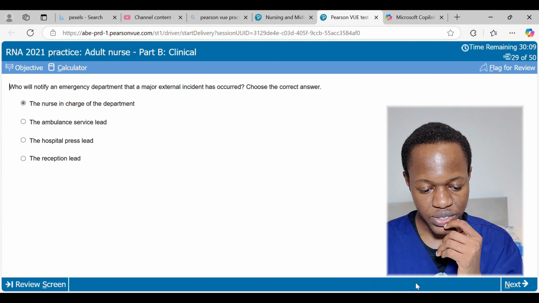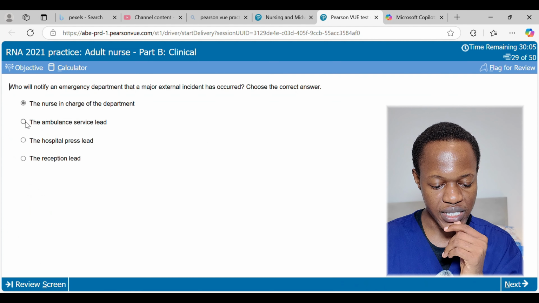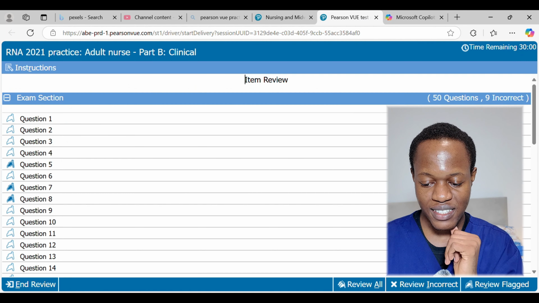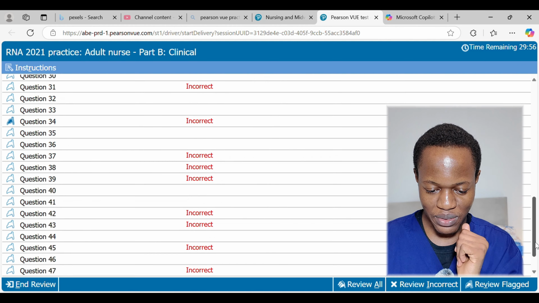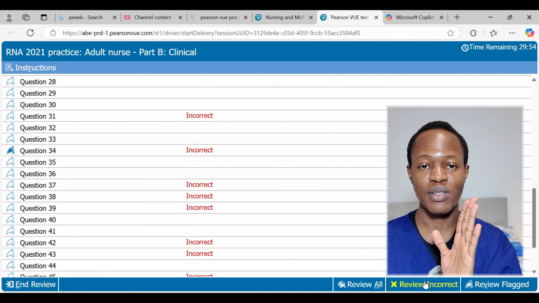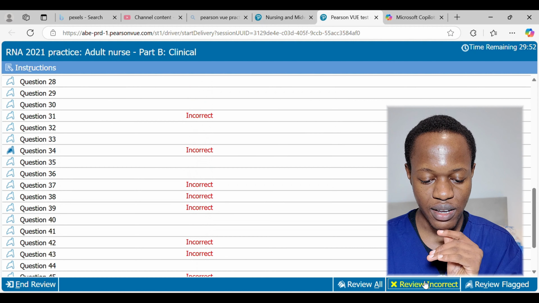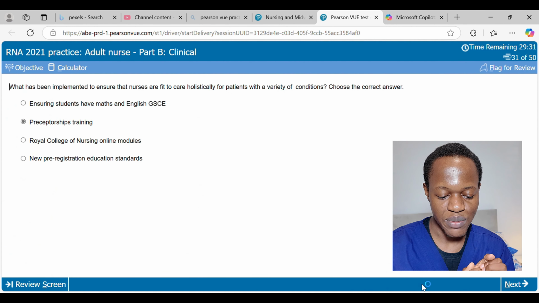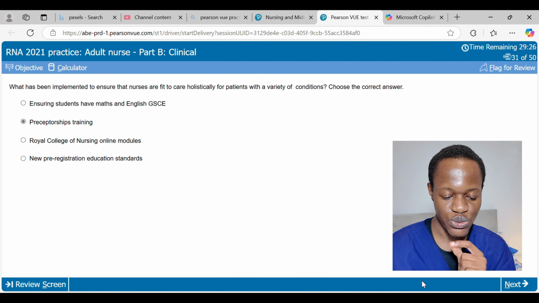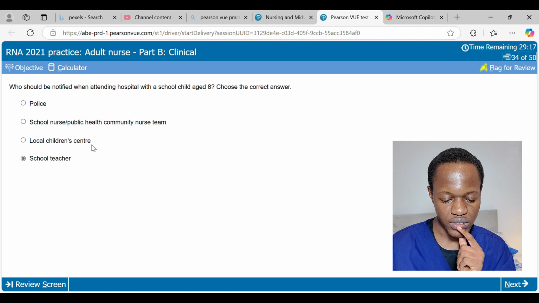Then the next question, I think this should be the ambulance service lead, if it's not that one. Yes, that is right. I think I'm being too fast. I'm so sorry. Please just pause if you think I'm being too fast. Okay, so the next question says, what has been implemented to ensure that nurses are fit to practice? New pre-registration education standards, I think. Yeah, so this one should be the school nurse, who should be notified when attending hospital with a school child. I think that should be the school nurse or local children's center.